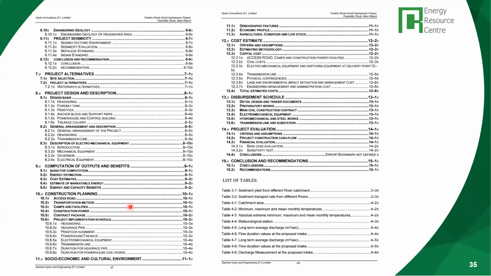for mini and micro it may not be that critical, but for a larger project, construction planning is very important, because you want to make sure you have enough resources to complete that project. Then comes the cost estimate, then comes the disbursement schedule, in the sense of what the total cost is and how it will be disbursed.